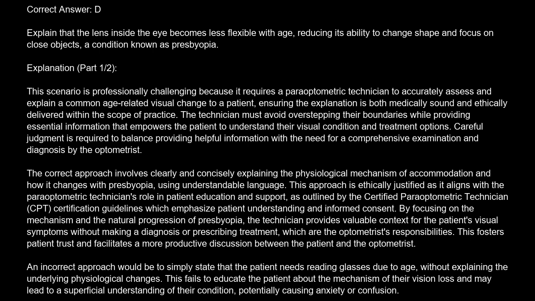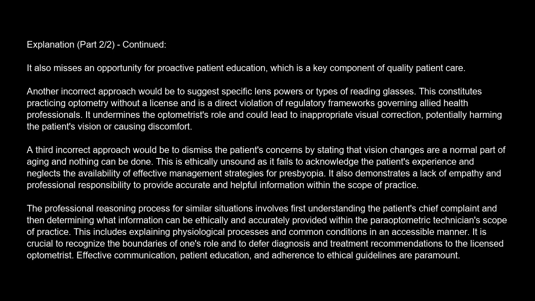An incorrect approach would be to simply state that the patient needs reading glasses due to age, without explaining the underlying physiological changes. This fails to educate the patient about the mechanism of their vision loss and may lead to a superficial understanding of their condition, potentially causing anxiety or confusion. It also misses an opportunity for proactive patient education, which is a key component of quality patient care. Another incorrect approach would be to suggest specific lens powers or types of reading glasses.